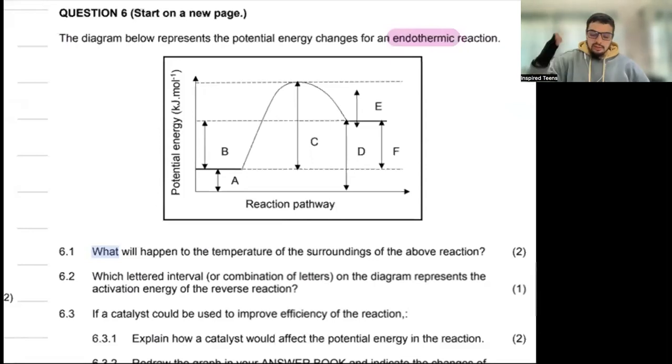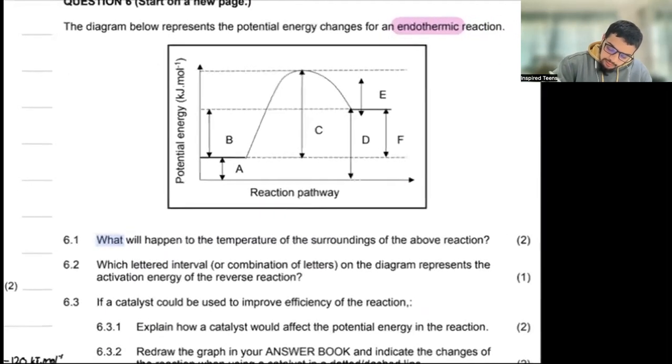Okay, they just give 2 marks for saying that the temperature of the surroundings would decrease. Which would represent the activation energy of the reverse? Firstly, let's identify the activation energy of the forward reaction. The forward reaction can simply be from here to here. There is C. C represents that.